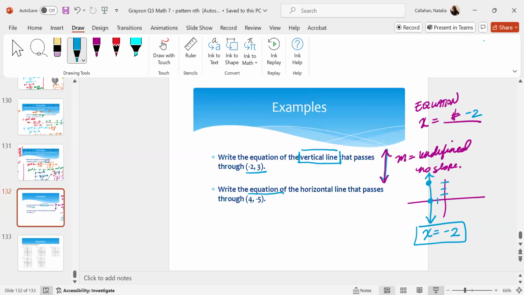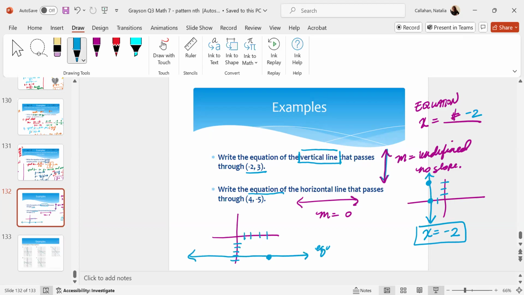Write the equation of a horizontal line. What do we know about a horizontal line? Slope is zero, and it passes through this point, right? So you're going to draw your grid and then plot your point. So 1, 2, 3, 4, 1, 2, 3, 4, 5. And it's a horizontal line. That is your line, correct?